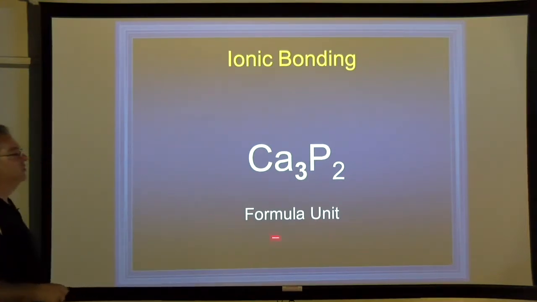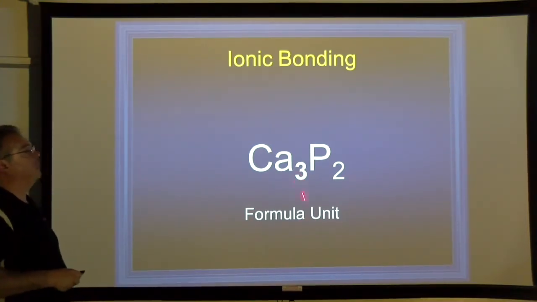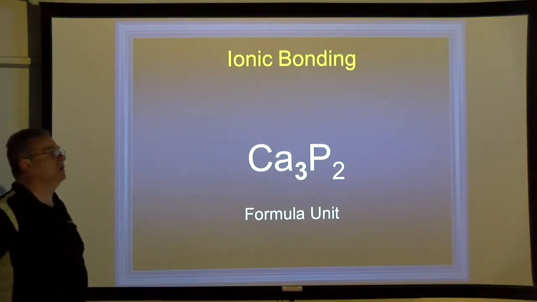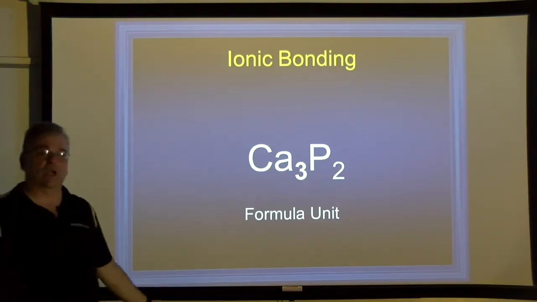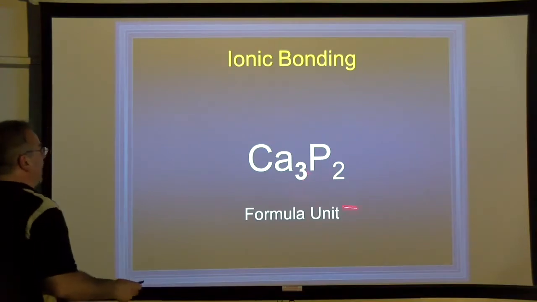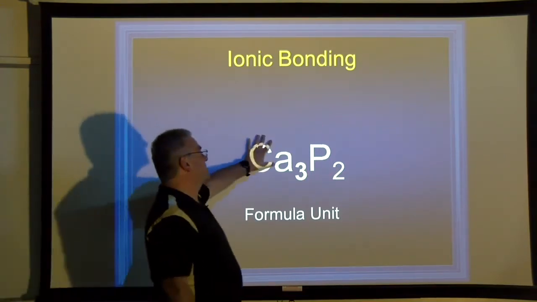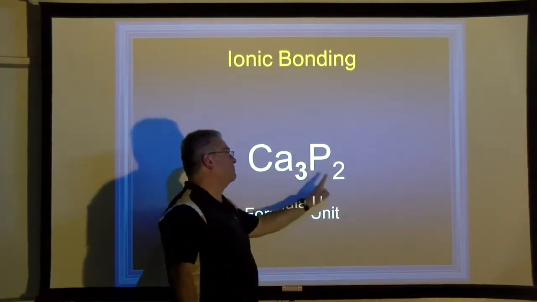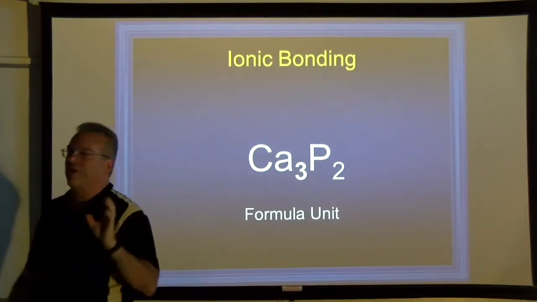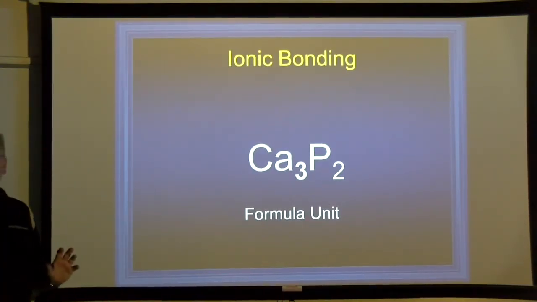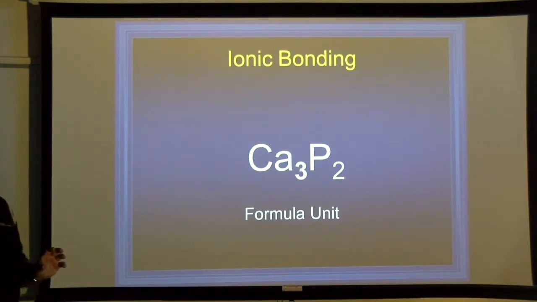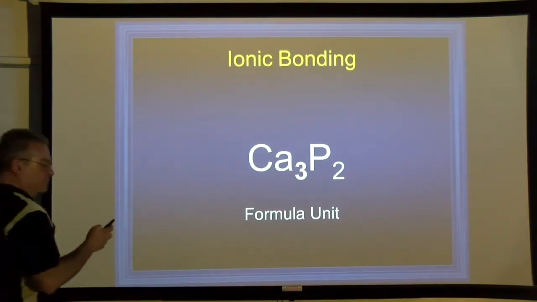So this is the formula unit for the calcium phosphide Lewis dot structure that I had a few minutes ago on the screen. I know this is an ionic compound, so this is a positive ion, this is a negative ion, and the subscripts are just telling me the grand total necessary to create that charge of 0. That's how it works.